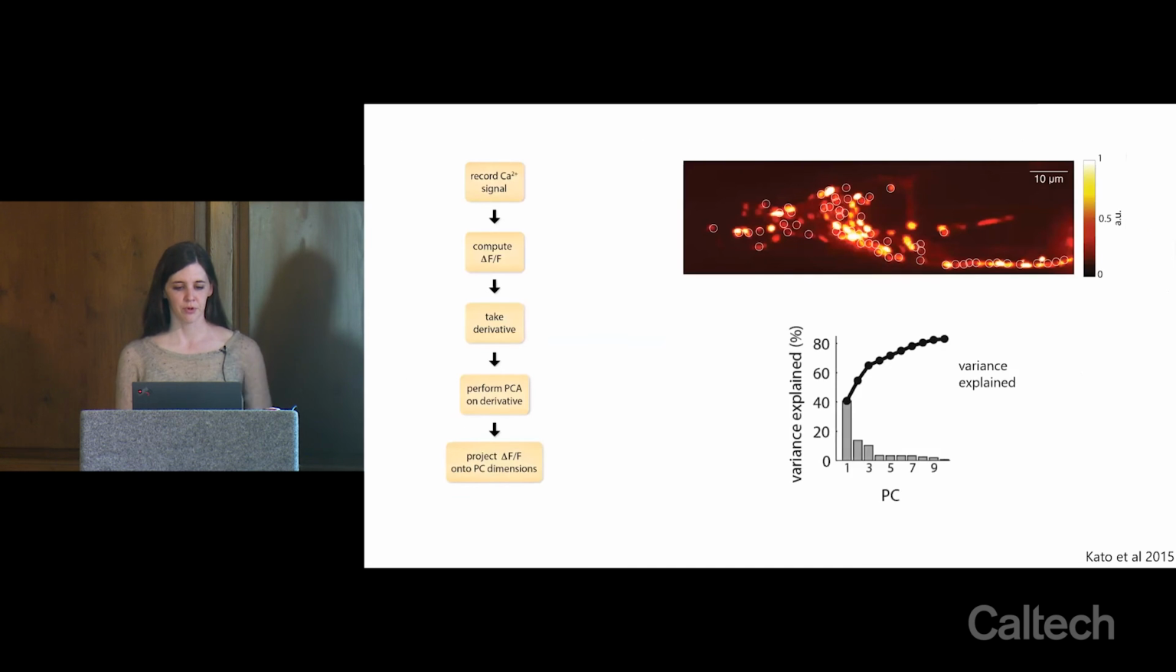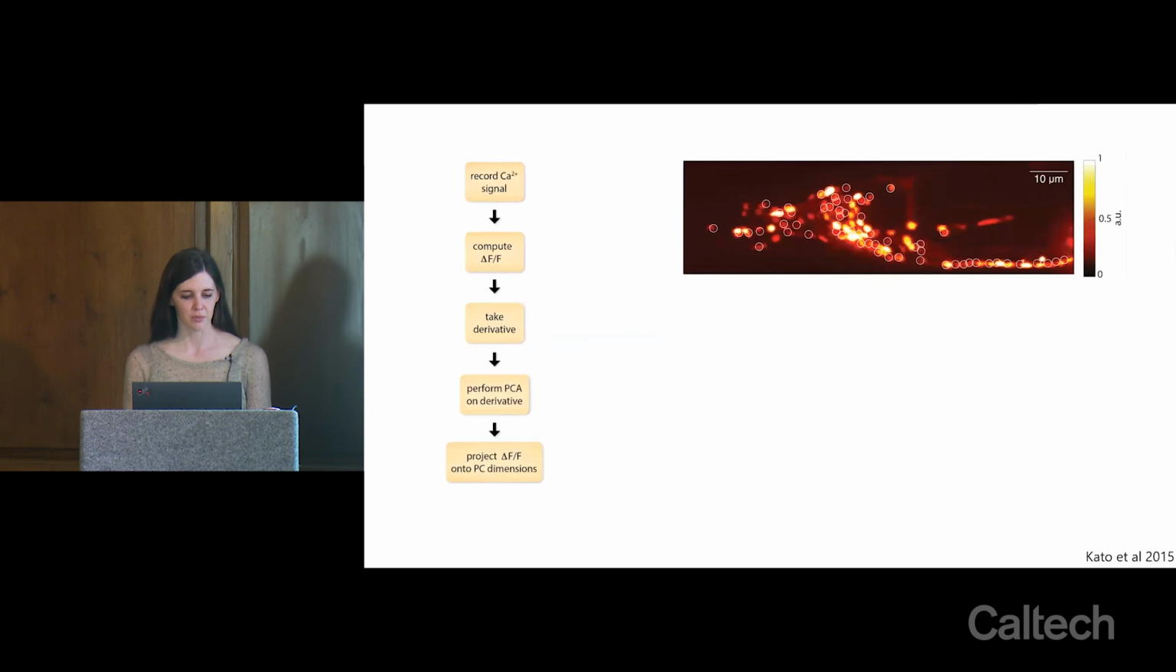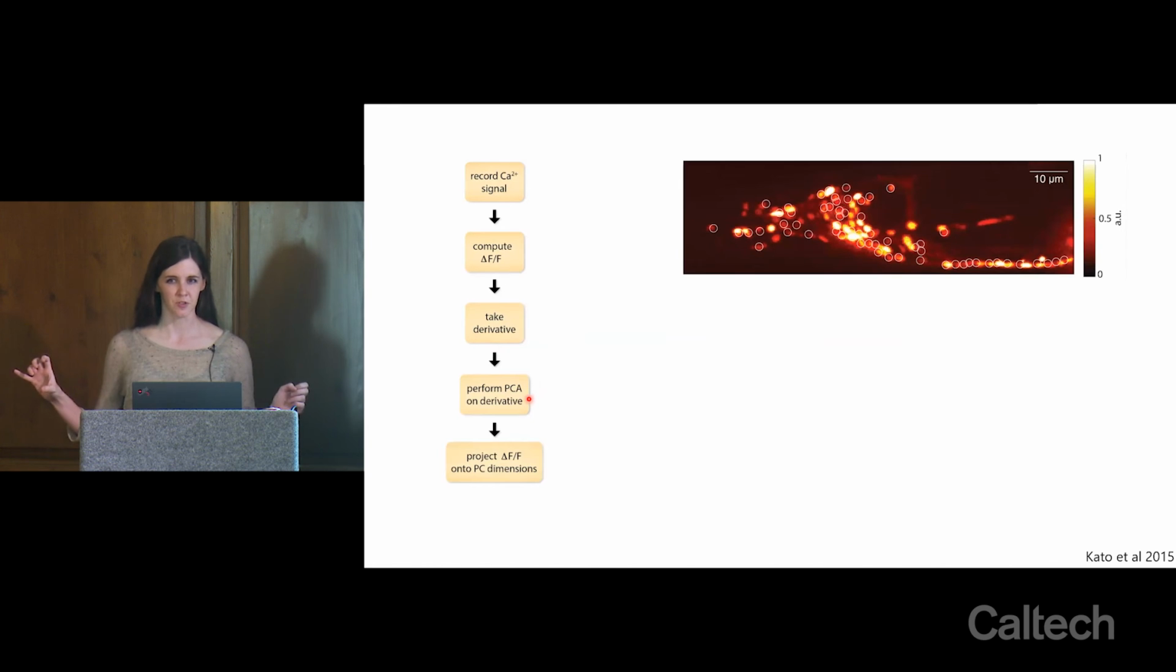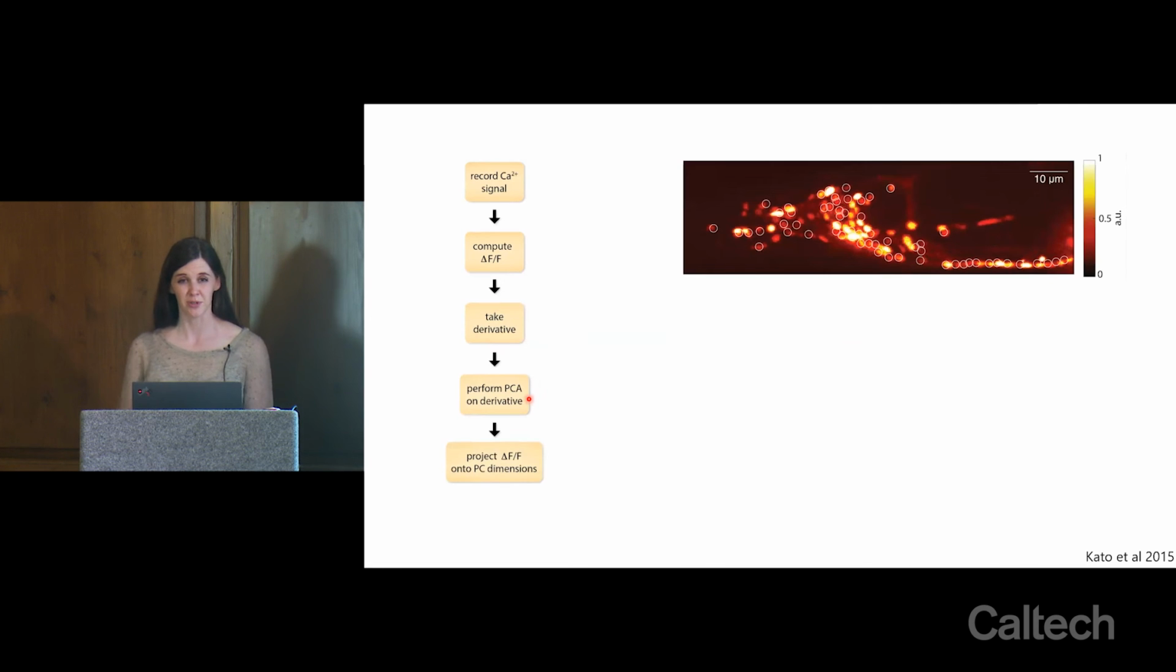The process was a little bit more complex than that. They had this step where they took the derivative of the calcium fluorescence signals before they performed PCA. This is a way of removing low frequency signals from your estimate of covariance between neurons, and is helpful sometimes when you're dealing with calcium imaging data where you have this smoothing out of neural activity by your GCaMP indicator.